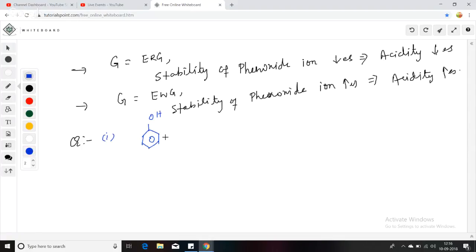We have OH here, Cl at ortho position, then Cl at meta position, then Cl at para position, and then we have simply phenol. Okay, now in this compound we have to find out the order of acidity.